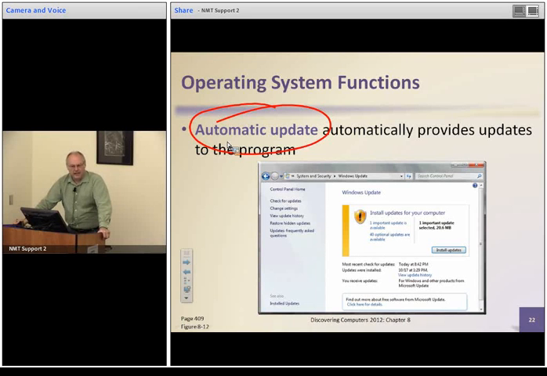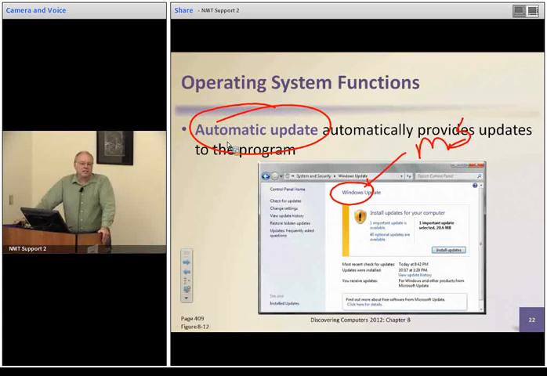So on Saturday night, I think 1 a.m. or something, maybe it's 3 a.m. Saturday night, I have the weekly update set to run. And what that does is go into the vendor of the operating system. In this case, Windows, of course, is Microsoft.